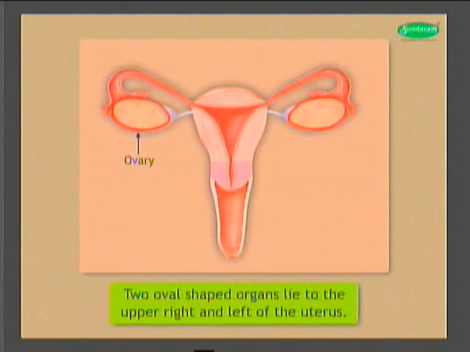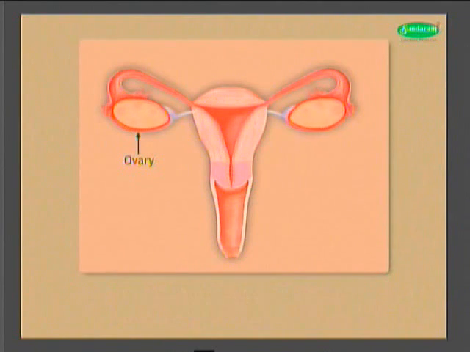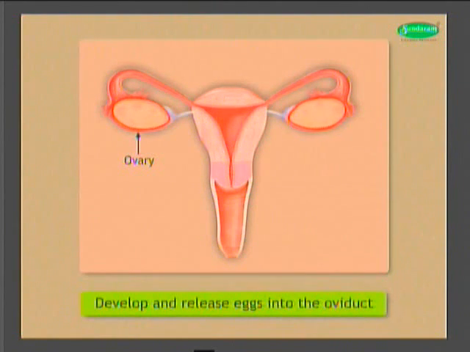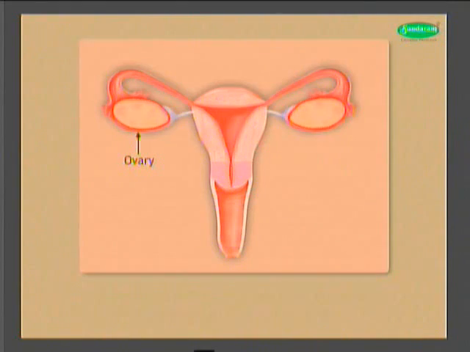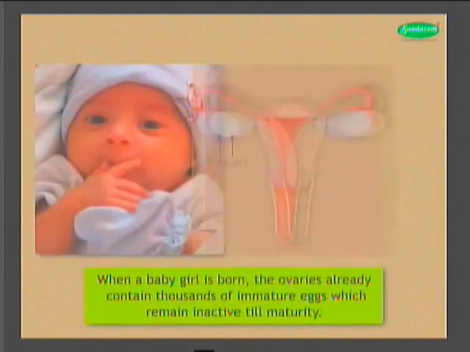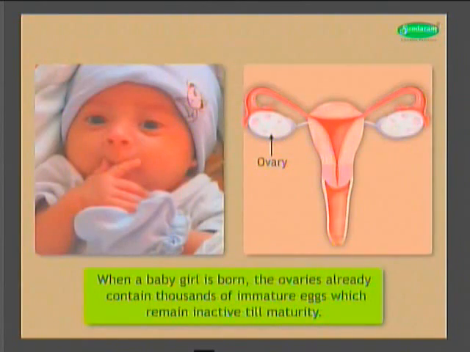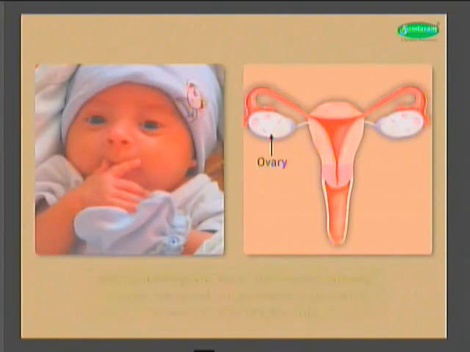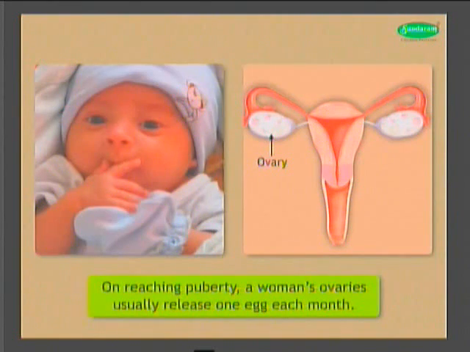Ovaries. Two oval-shaped organs lie to the upper right and left of the uterus. They develop and release eggs into the oviduct. They secrete the hormone estrogen, which brings about changes in girls during puberty. When a baby girl is born, the ovaries already contain thousands of immature eggs which remain inactive till maturity. On reaching puberty, a woman's ovaries usually release one egg each month.